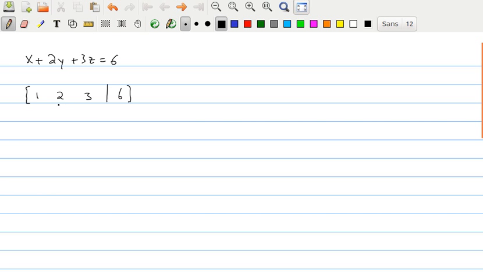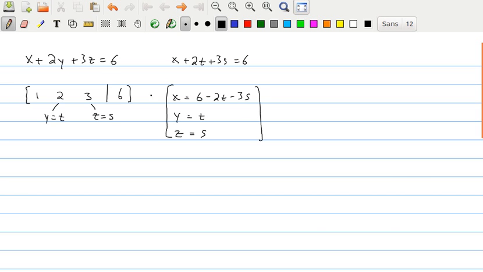And what that tells us is that y is free. So y is free, it'll take on one of the parameters. And z is also free. So z will take on another parameter. And then if we were to plug these back into the original equation, we get x plus 2t plus 3s equals 6. And if we solve this for x, we get x is 6 minus 2t minus 3s, y is t, and z is s. So this gives us a parameterization for the solution to this system of equations.